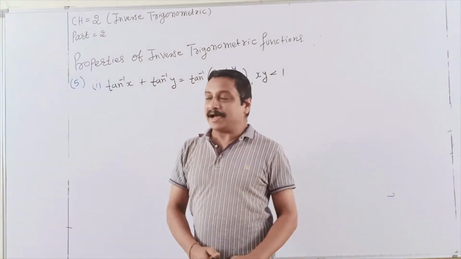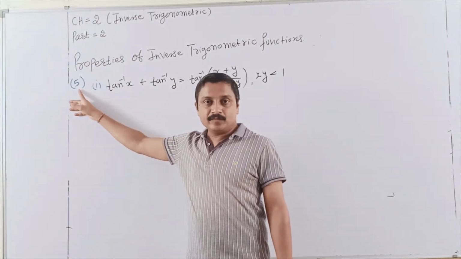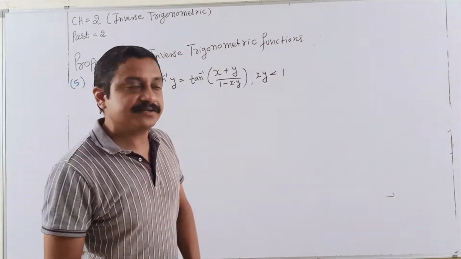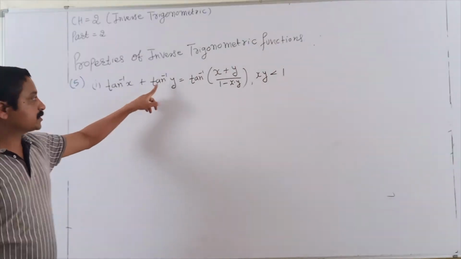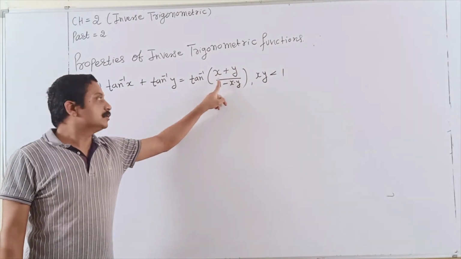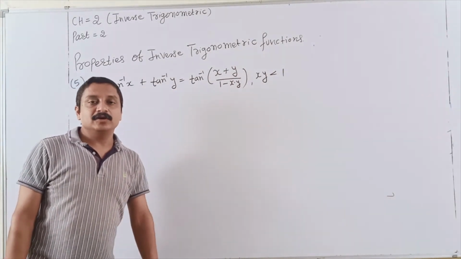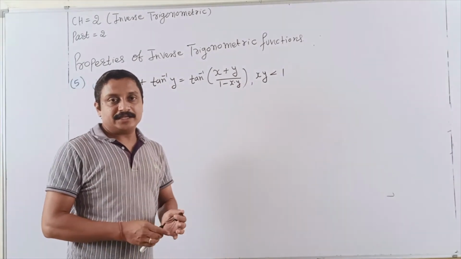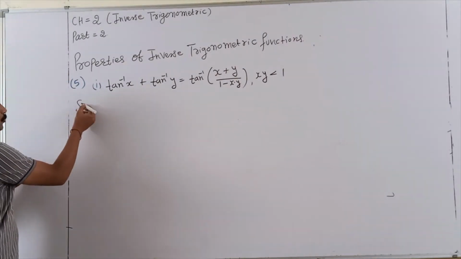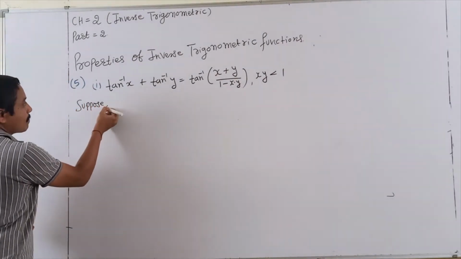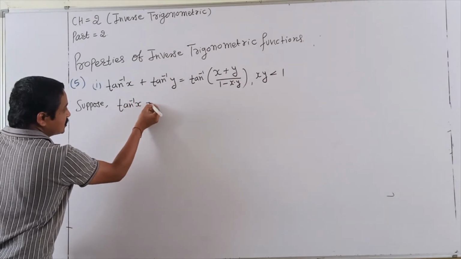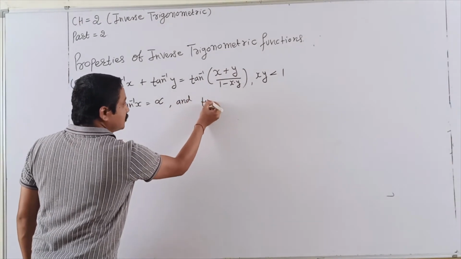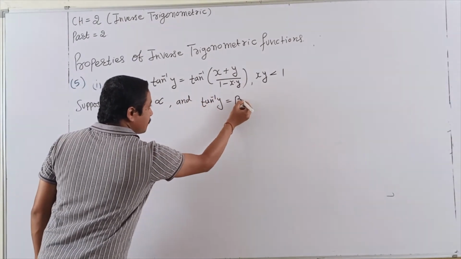Yes, now students, I am going to property number 5. First one. In property number 5 also there are generally 3 cases. Tan inverse x plus tan inverse y is equal to tan inverse of x plus y upon 1 minus xy, where xy is less than 1. Students, this is also very easy to prove. Suppose tan inverse x is equal to alpha and tan inverse y is equal to beta.